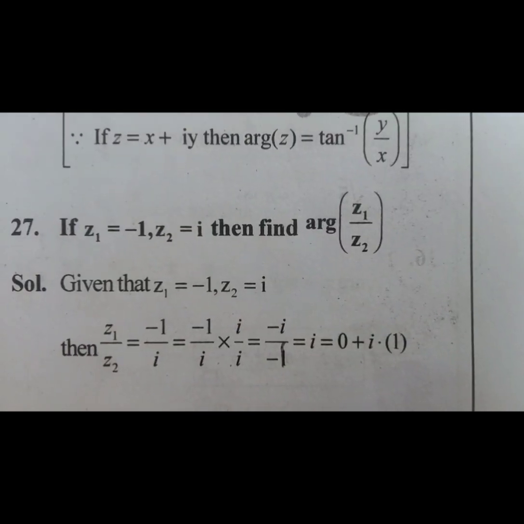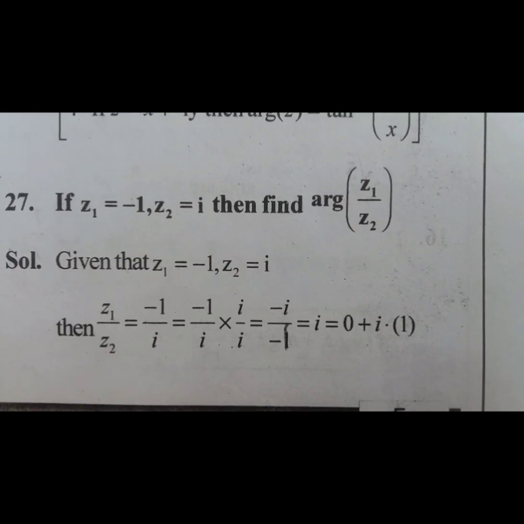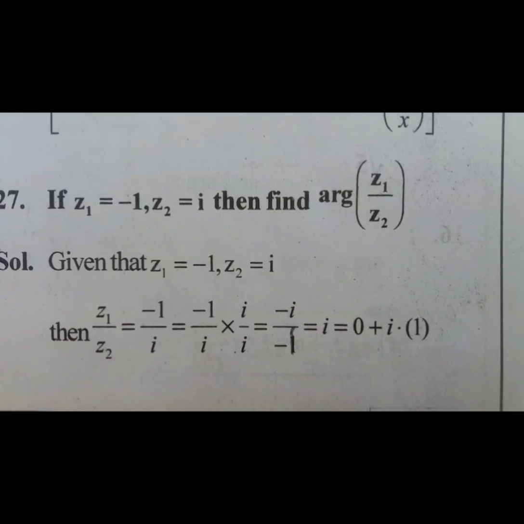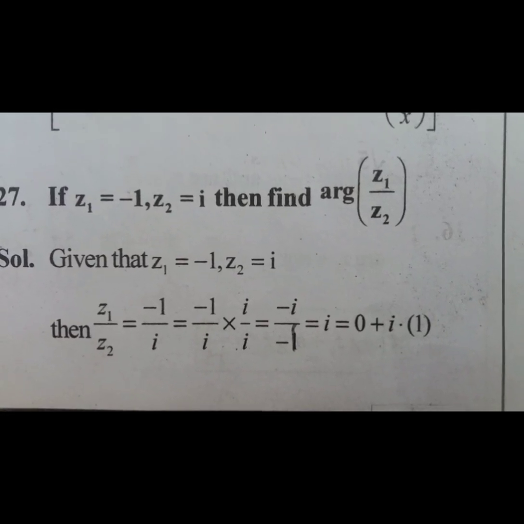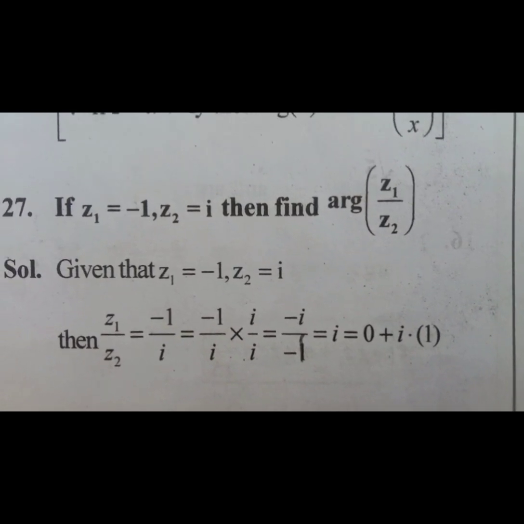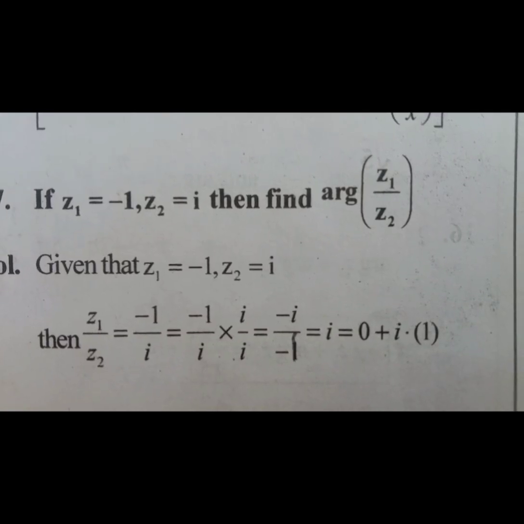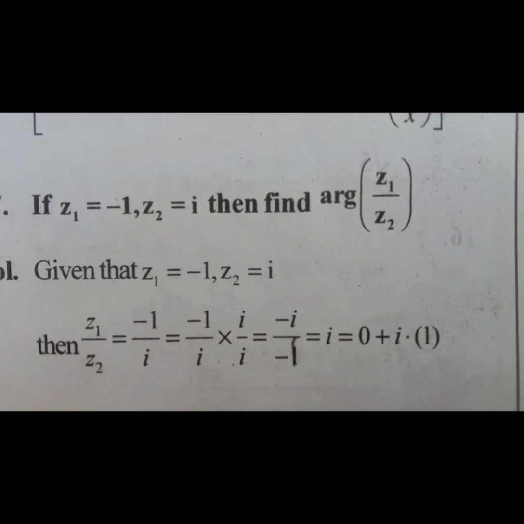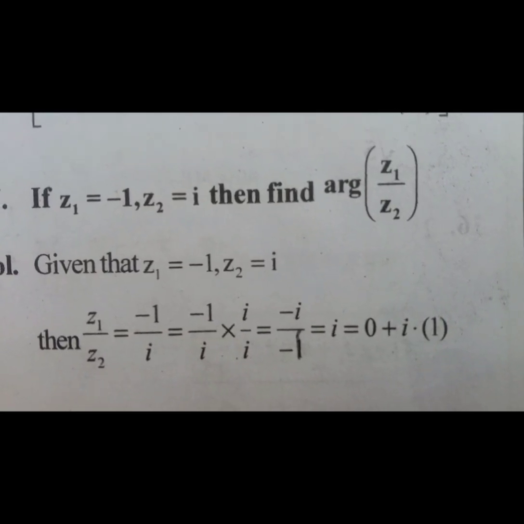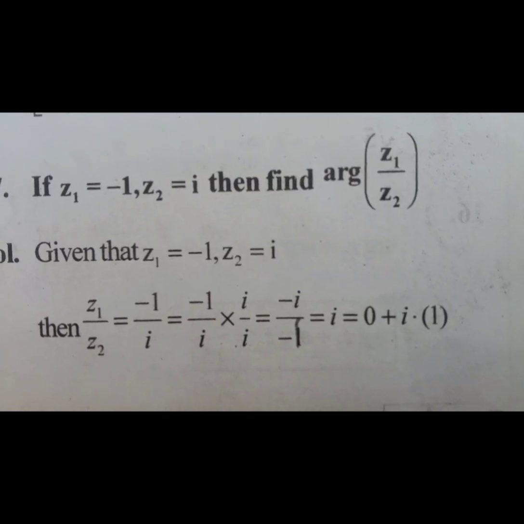For finding the argument of z1 by z2, write the given formula, minus 1 by i. By multiplying i with the numerator and denominator, you will get minus 1 into i is minus i, and i into i is i square. The i square value is minus 1. Numerator minus and denominator minus will cancel, then i will remain. There is no real term, the imaginary term i is present, and beside it 1 is there.